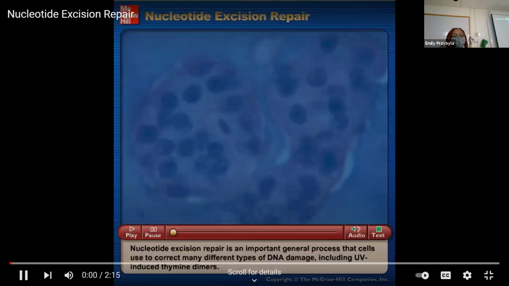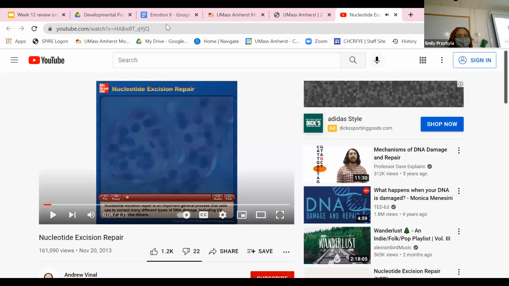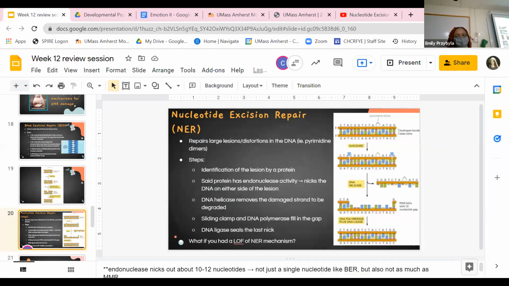I need to know. Nucleotide excision repair, not again. 2013. How do you think they hire people? How do you think they pick those voices? Nucleotide excision repair. E. coli.